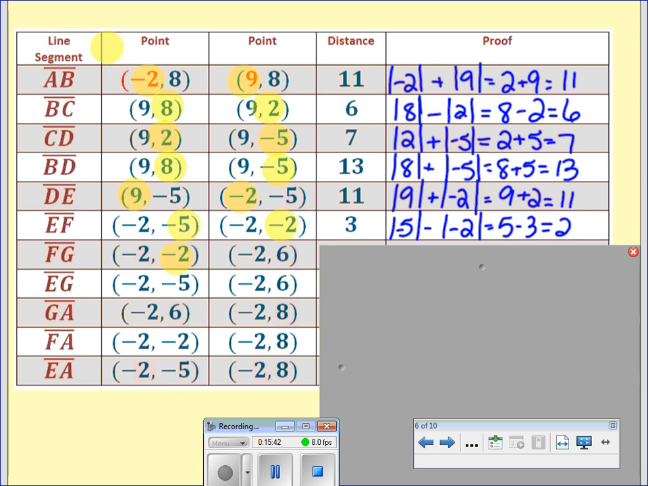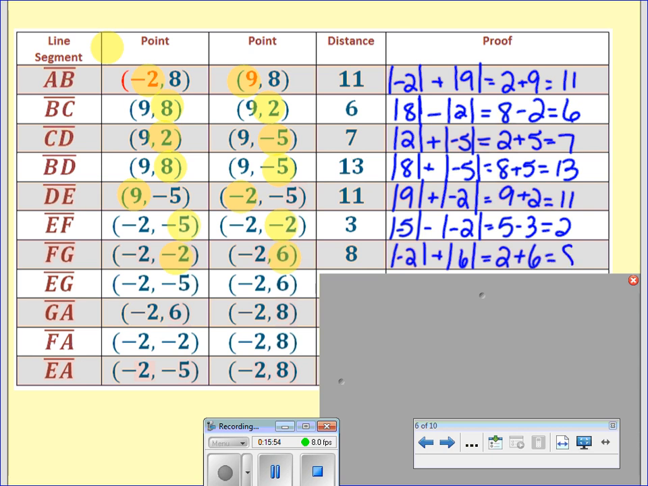Let's continue. So we're going from -2 to 0, and then we're going to keep going to +6. So the distance is 8. Okay, I did write the numbers backwards on EF, but I just fixed it. My brain went faster than my hand, I guess. So I just corrected that when it was paused. All right, the next one.